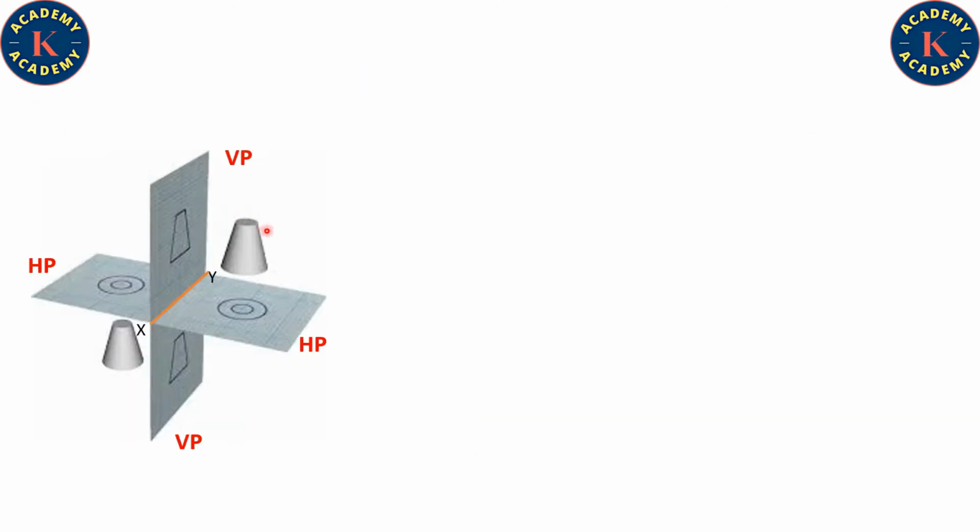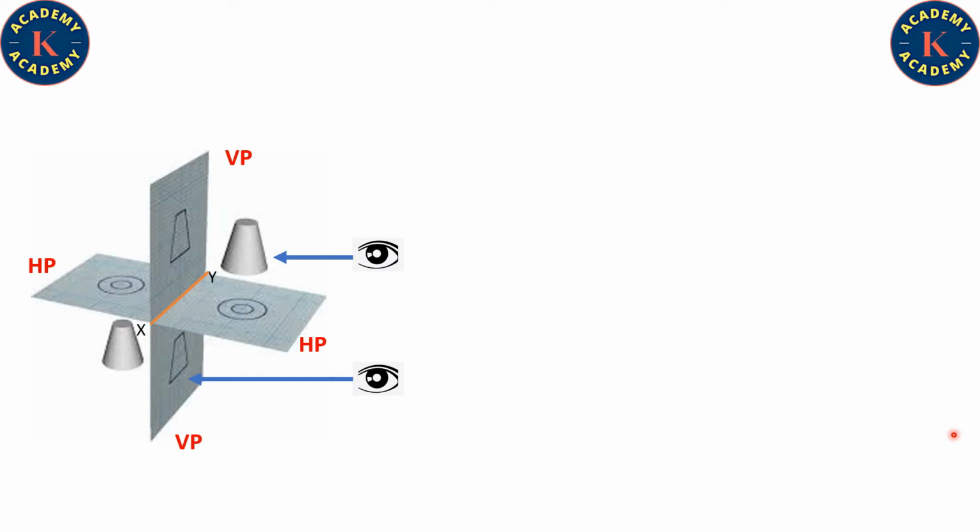For first angle projection method, object is kept in first quadrant, and for third angle projection method, object is kept in third quadrant. For first angle projection method, observer is here and object is in between plane of projection and observer. And for third angle projection method, observer is here and plane of projection is in between object and observer. In this case, plane of projection is assumed to be transparent, while for first angle method, plane of projection is not transparent.